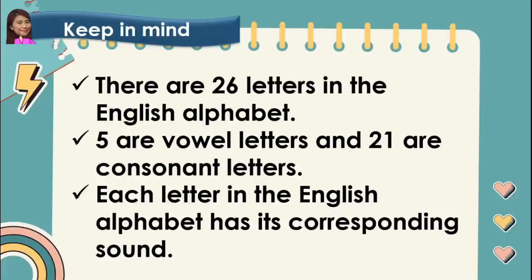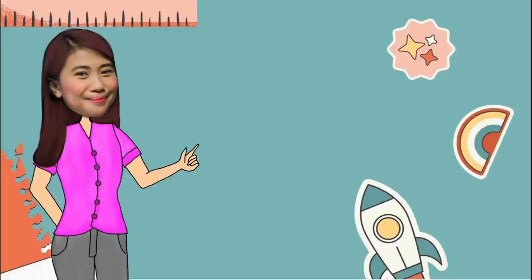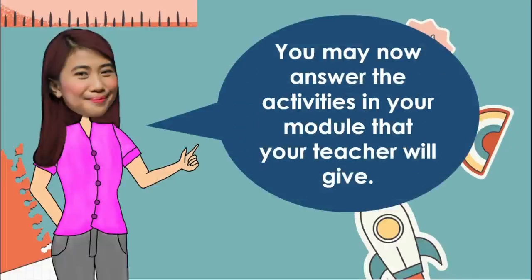Always keep in mind, there are 26 letters in the English alphabet. 5 are vowel letters and 21 are consonant letters. And each letter in the English alphabet has its corresponding sound. You may now answer the activities in your module that your teacher will give.